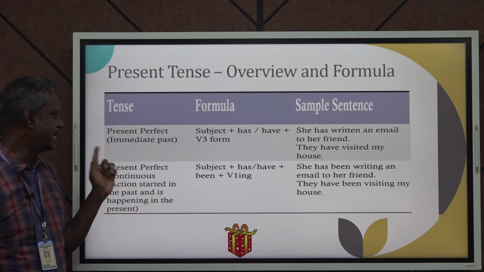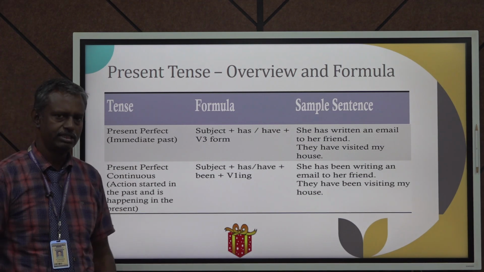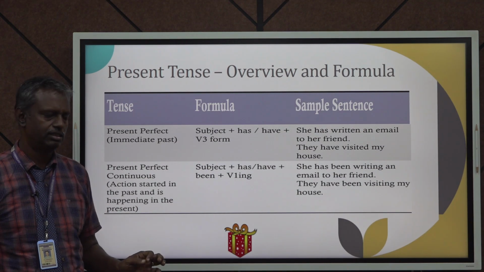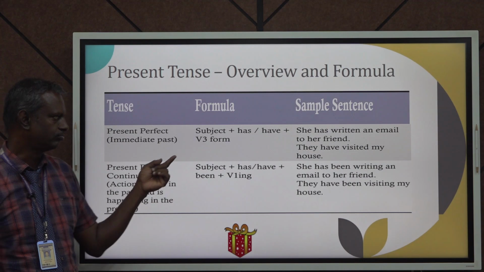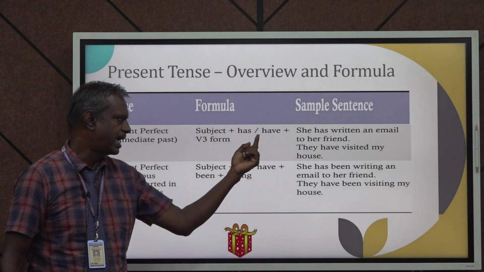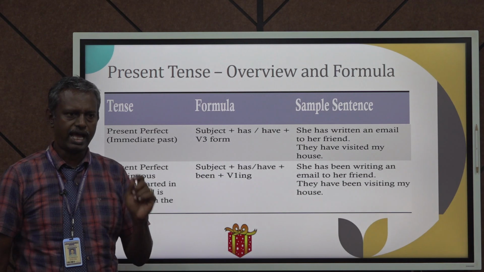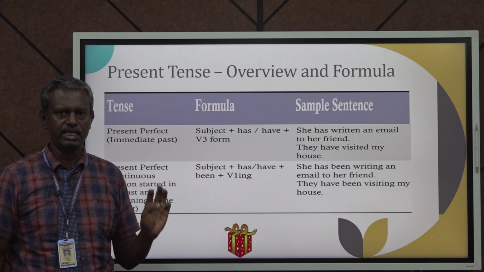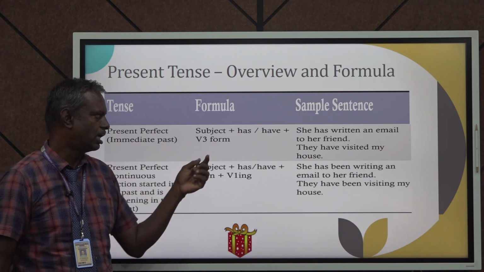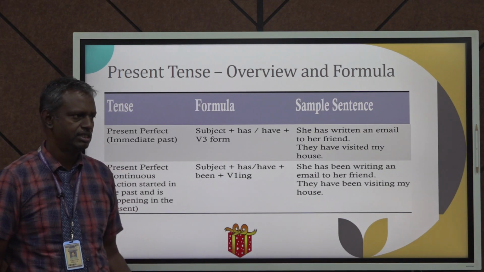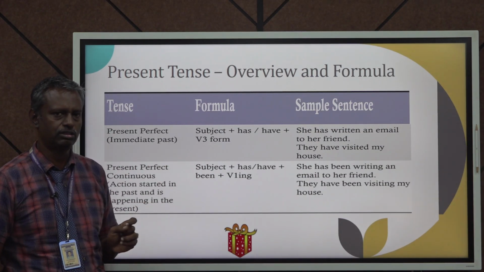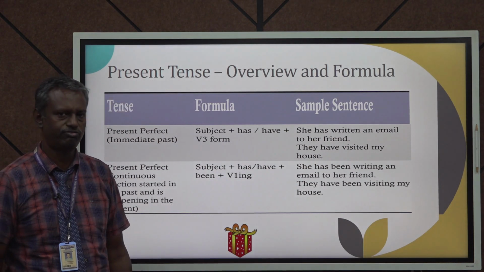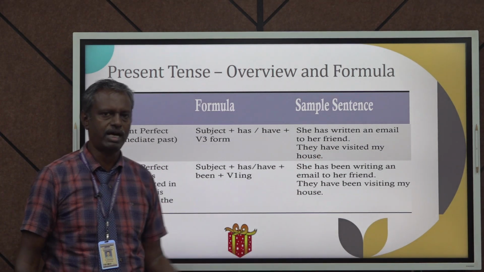Now we would move to the next tense, that is present perfect. We always use the perfect when the action is completed, that is close to the past. The form is subject plus has or have plus V3 form. You have to use has with regard to the third person singular, either it is he, she, it, or a name. For others you have to use have, and the verb form is the third form. For example, she has written an email to her friend, they have visited my house.